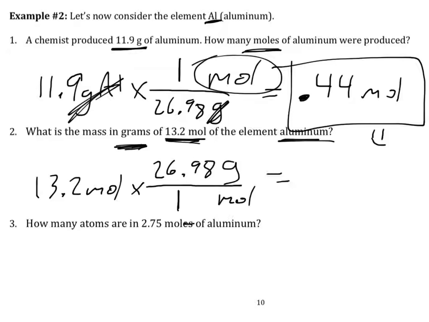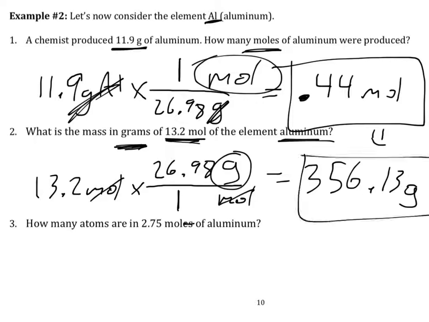And all we do is type this in our calculator. What we will end up with is 356.13. The moles cancel out and we're left with grams. And we box it, smiley face.